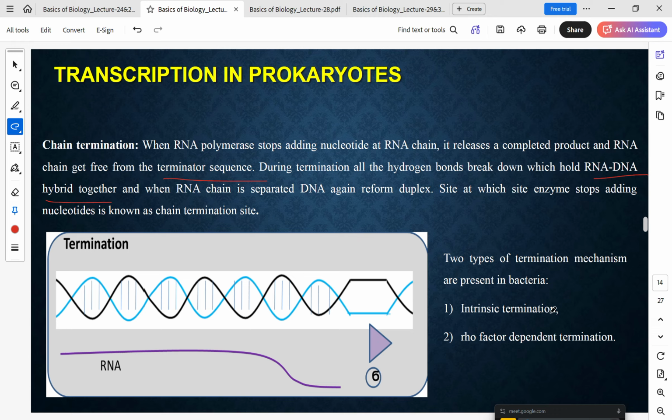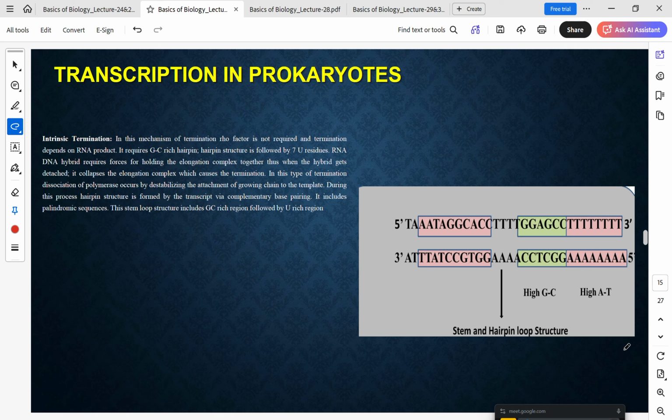There are two types of transcription termination in case of bacteria: intrinsic termination, where there is no energy used, and rho factor dependent termination, which requires a rho factor molecule. Intrinsic termination happens because of structural changes that occur within the RNA molecule that is synthesized.